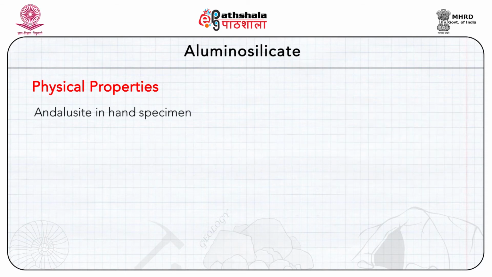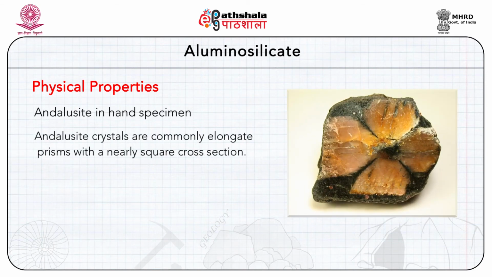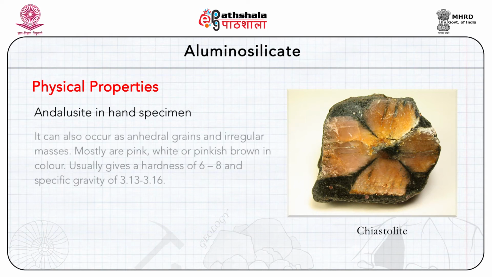Andalusite in hand specimen, how it looks. Andalusite crystals are commonly elongate prisms with a nearly square cross section. A variety called chiastolite is known to display carbonaceous inclusions along the diagonals of the prism. It can also occur as anhedral grains and irregular masses. Mostly they are pink, white or pinkish brown in color.